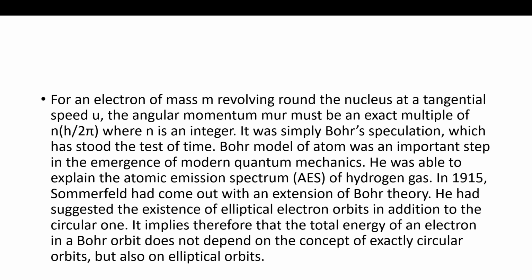In 1915, Sommerfeld had come out with an extension of Bohr's model. He had suggested that the existence of elliptical electron orbits, in addition to the circular ones, is possible. It implies, therefore, that the total energy of an electron in a Bohr orbit depends not only on the concept of exactly circular orbits but also on elliptical orbits.